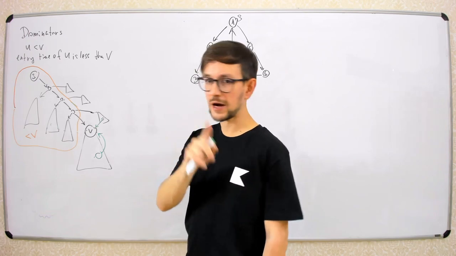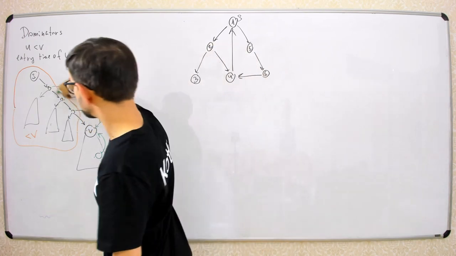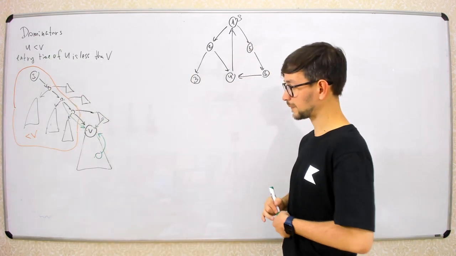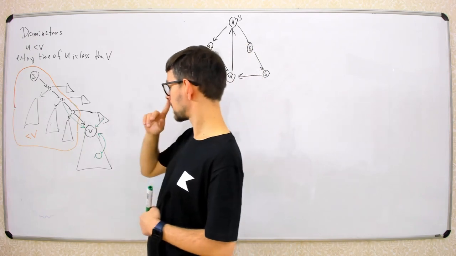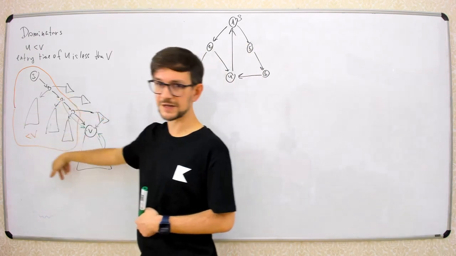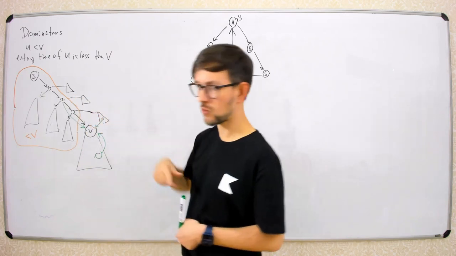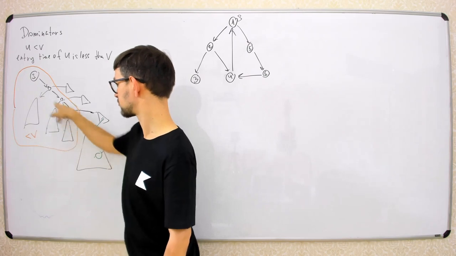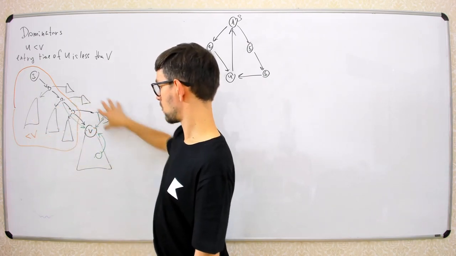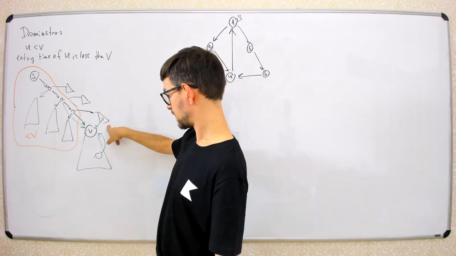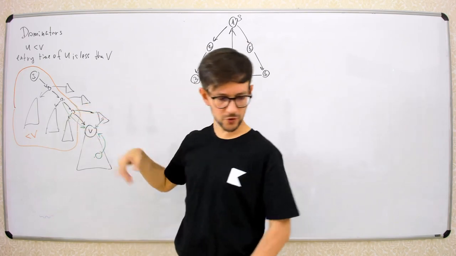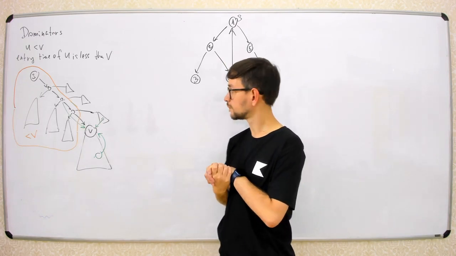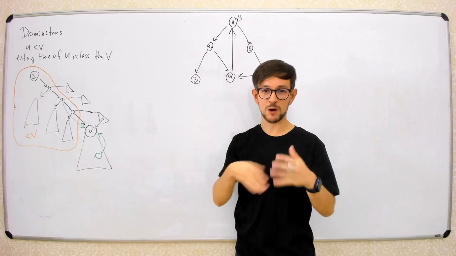And also, we may have some edges from one of the ancestors here. Basically, if we have an edge going from one of the nodes less than V, then this edge must be from one of the ancestors. We may not have any edge from these subtrees. We may have edges only from the nodes greater than V and from the parents or ancestors. Okay, that's just some observations about how this thing is going on.